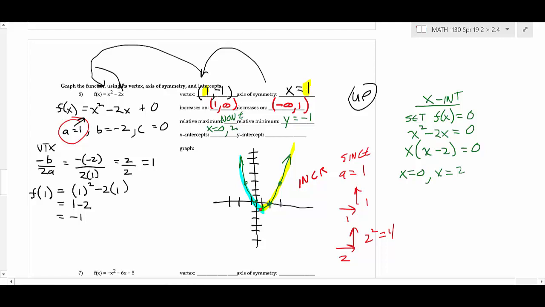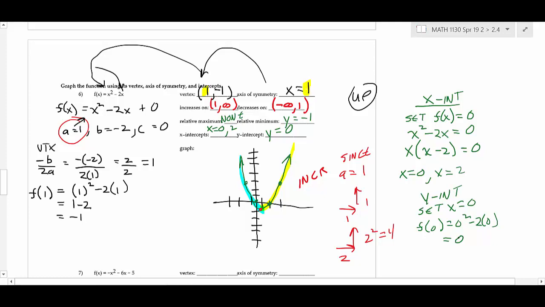The y-intercept on here is also y equals 0. The way you do a y-intercept is you set x equal to 0. So if you take your function, you're just doing f of 0. That's 0 squared minus 2 times 0, so that's equal to 0. Okay, and that's it.